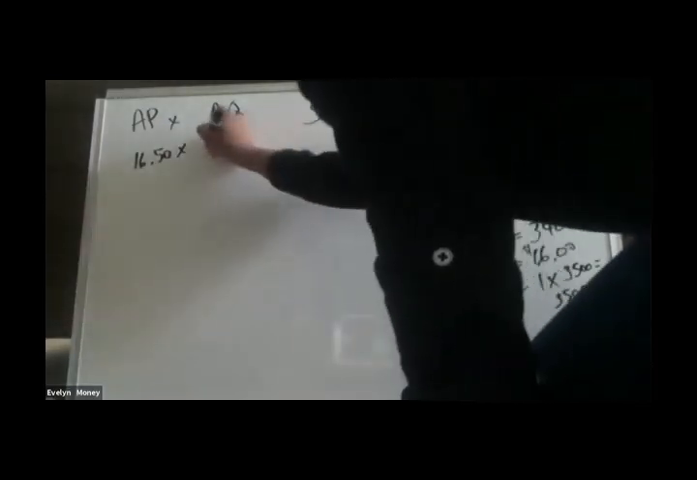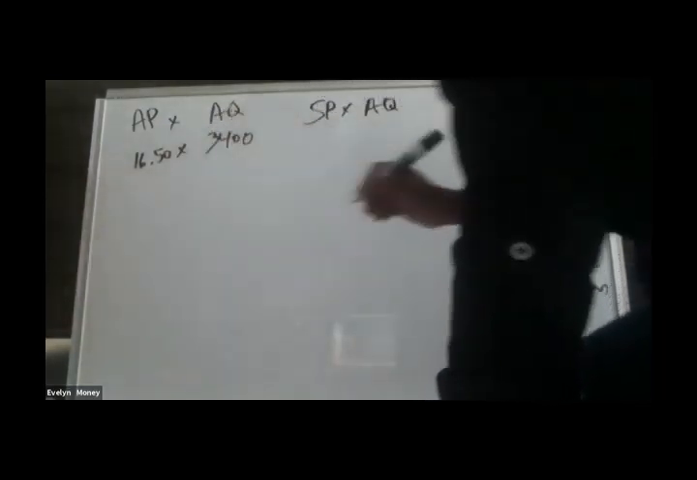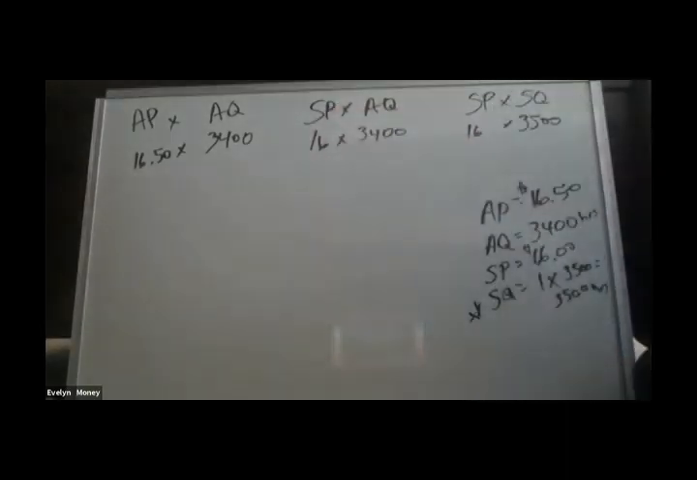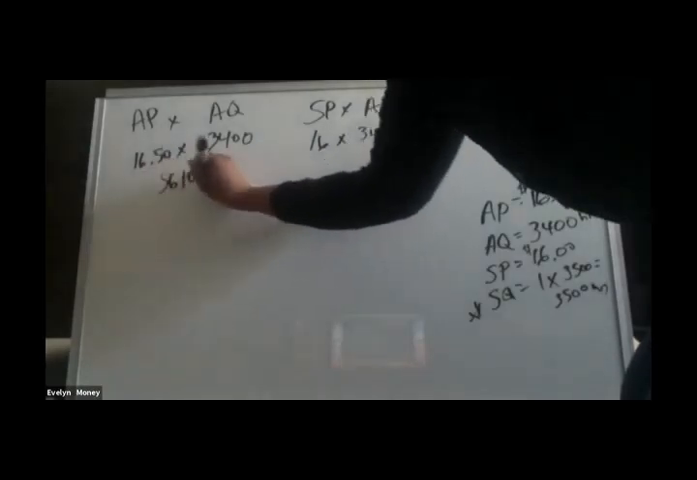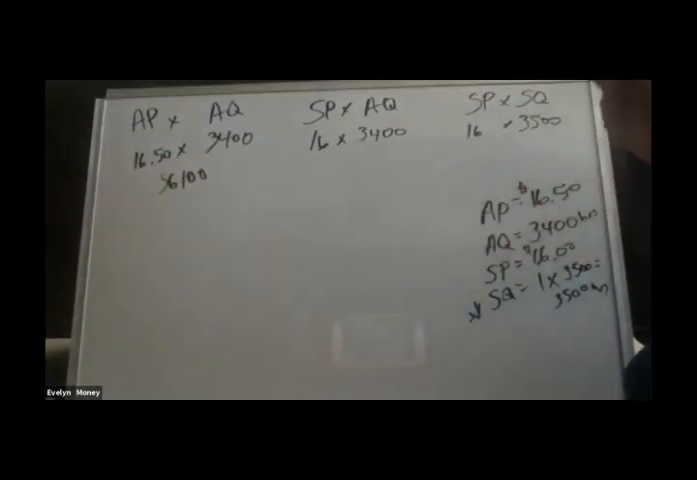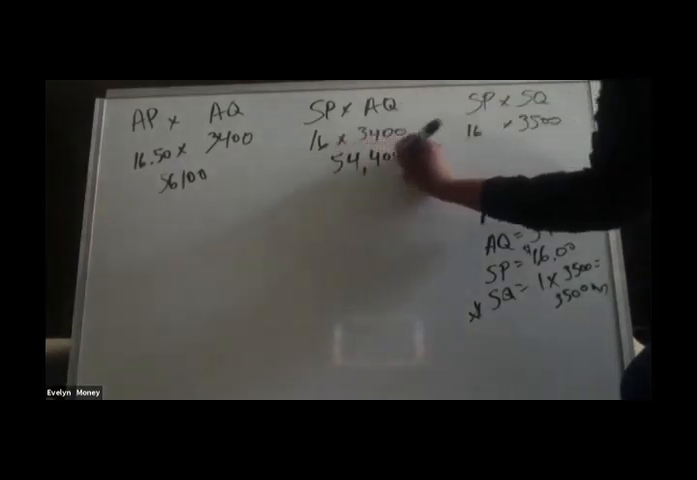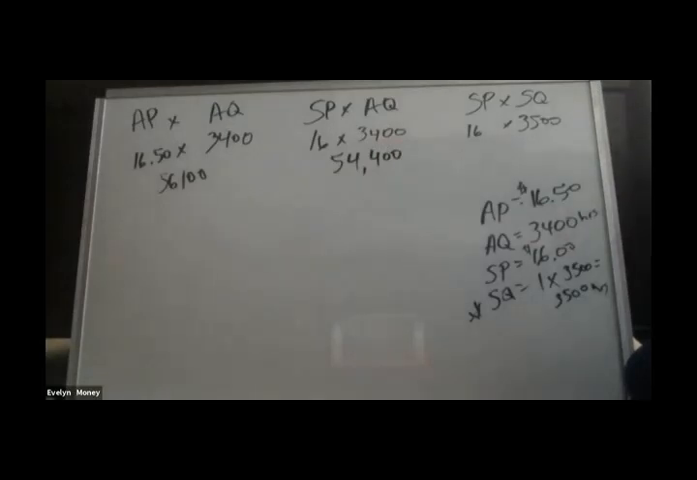So AP times AQ, and then SP times AQ, and then SP times SQ. Now, when we fill in our totals, 56,100 and 54,400 and 56,000.